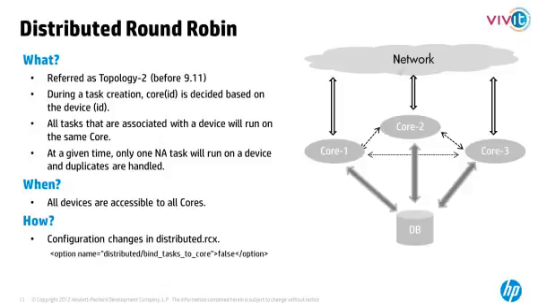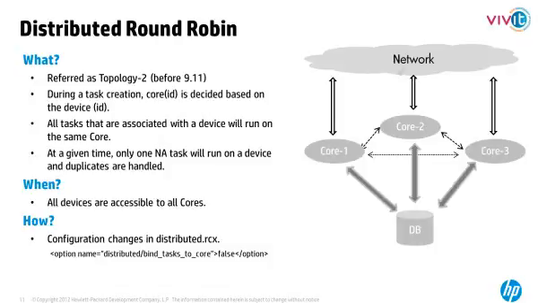Let me paraphrase this again. So during the task creation, a core ID is decided based on the device the task is supposed to run on. And the reason we want to do this is, we want to run all the tasks belonging to a particular device, let's say X, on the same core.